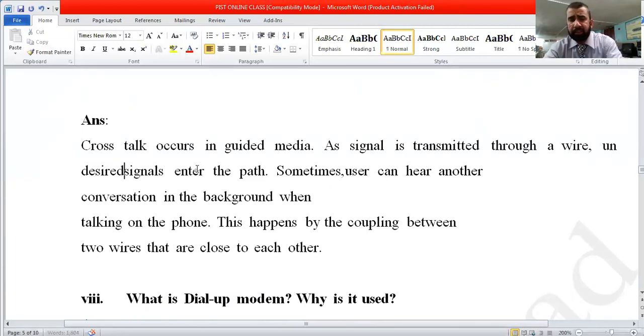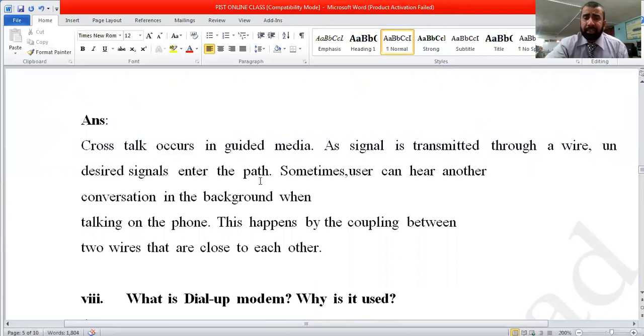Undesired signals enter the path, so it could be possible. Let's say I place this cable with the cable of light. Electromagnetic waves can affect the quality of this wire. So this is called undesired signals entering the path. Sometimes a user can hear another conversation in the background.